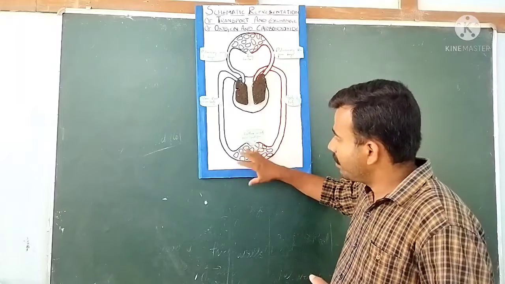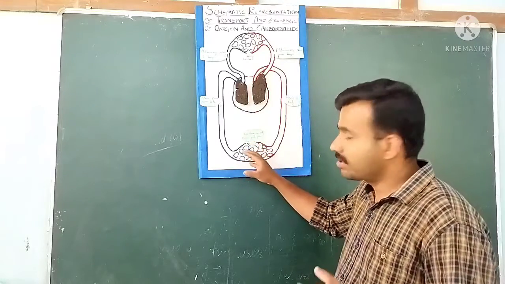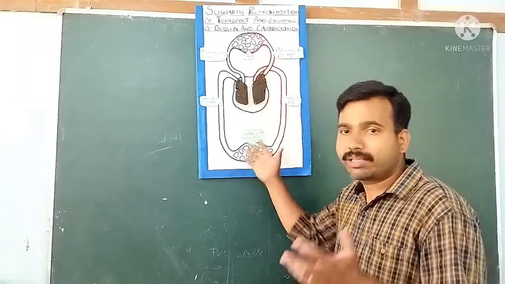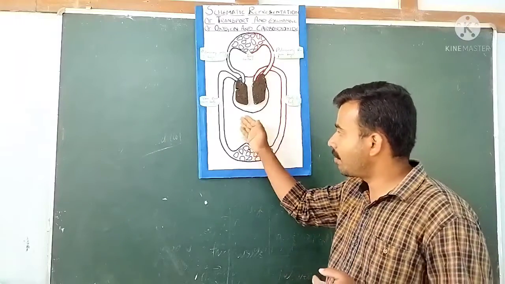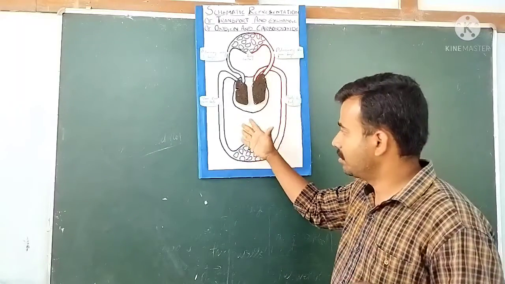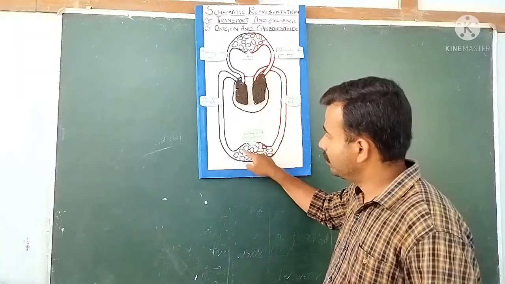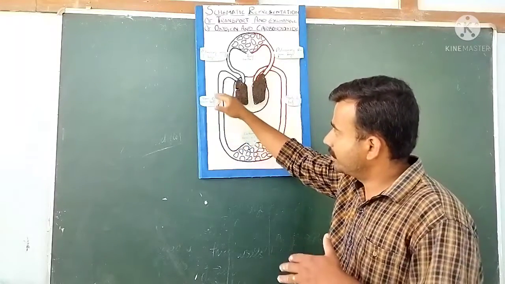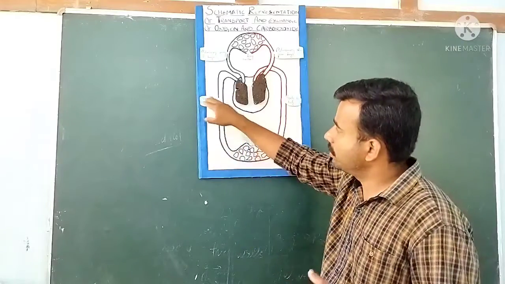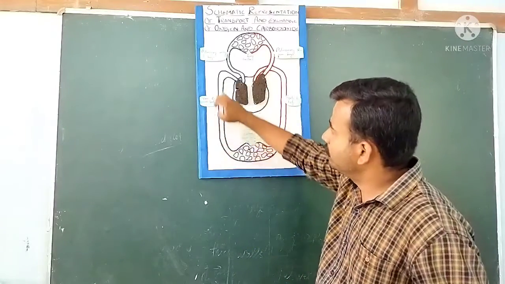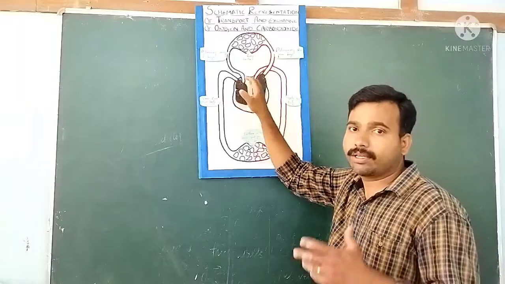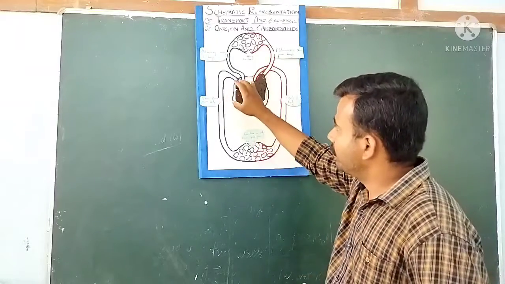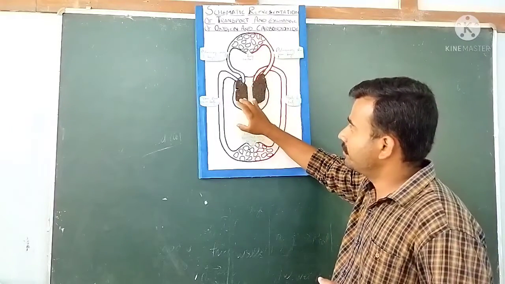Then after a while, what happens? The blood becomes impure because it gets mixed with all the waste materials plus carbon dioxide that are produced as a result of respiration. That will go back through this blue colored mark, coming from the lower part of the body, called the inferior vena cava, and through this part it reaches the right atrium. From the right atrium, the blood moves to the right ventricle.